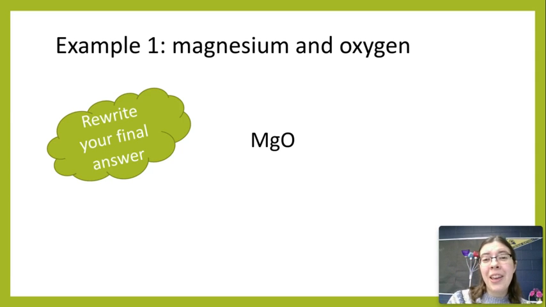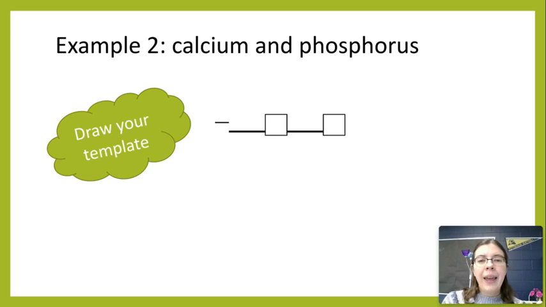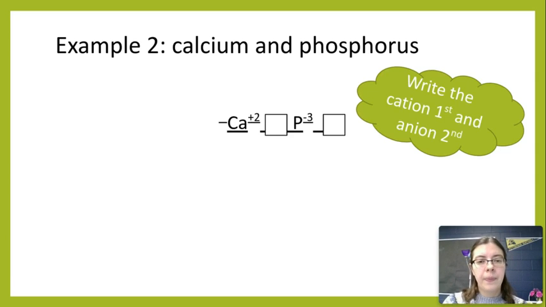Okay, let's try this out with another example. So here we have calcium and phosphorus. So again, begin by drawing your template. So the line box. Remember, the cation goes on the first line, so the positive thing. So calcium is always plus 2. And then phosphorus is going to go on the second line, which is minus 3. We know that because it's in group 15, and group 15 always has minus 3 for the charge.